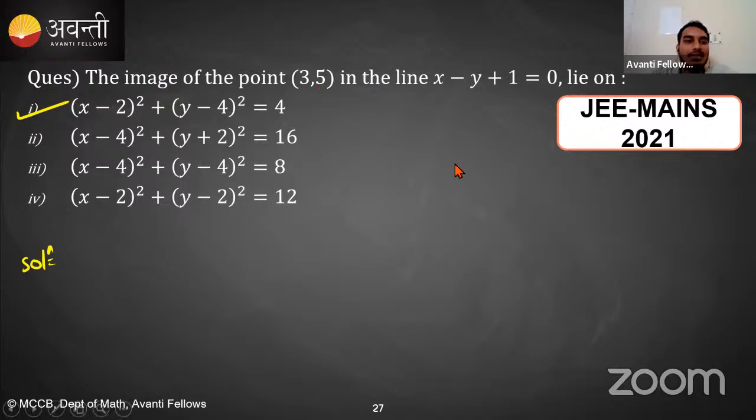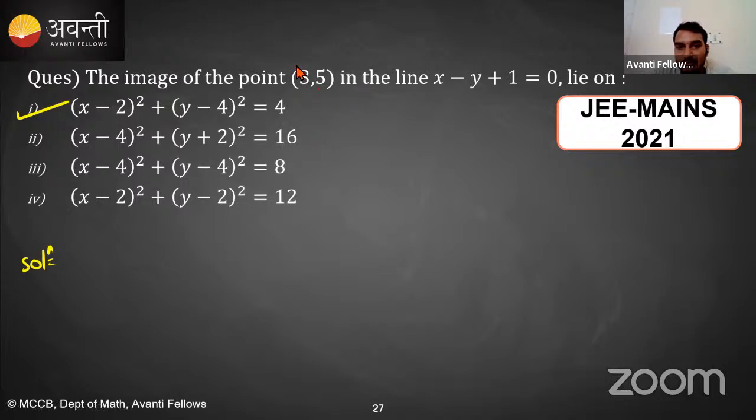So the question was only to find the image, right? Once the image is known, now you just have to check each equation individually and see in which equation this point is satisfying. That's all. Clear? Is there any doubt in this question, everyone? Is there any doubt? Let's proceed.